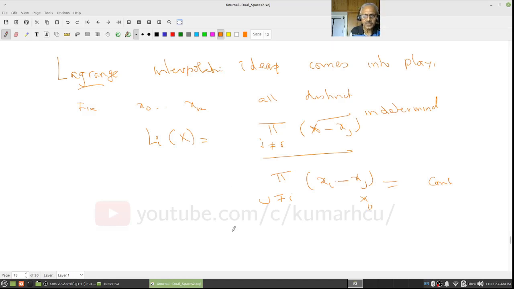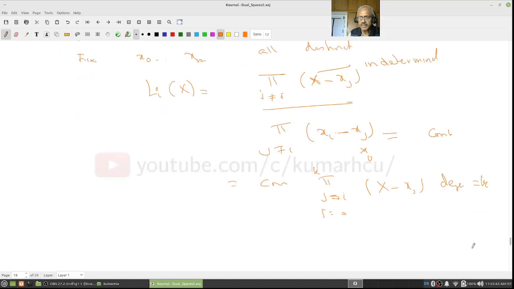So it is the same as some constant times the product over j not equal to i of X minus xj. And where does j run from? J runs from 0 to k. That is k plus 1 elements, but one element is missing. Therefore this is exactly a polynomial of degree k. By assumption k is less than or equal to n. Therefore this polynomial belongs to Pn. Do you understand this? Pause, review, proceed.